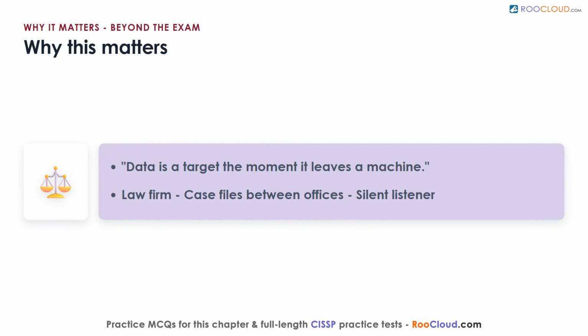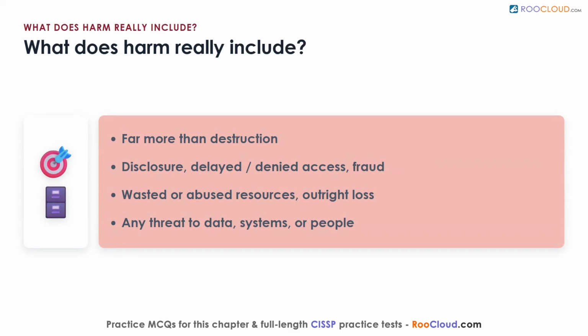Why does this matter beyond the exam? Because the data crossing your network is a target the moment it leaves a machine. Picture a law firm exchanging case files between two offices over a shared link. An attacker who quietly listens can harvest privileged information without ever tripping an alarm. On the job, you are the one who anticipates these interception threats and builds the controls that make listening or tampering useless.